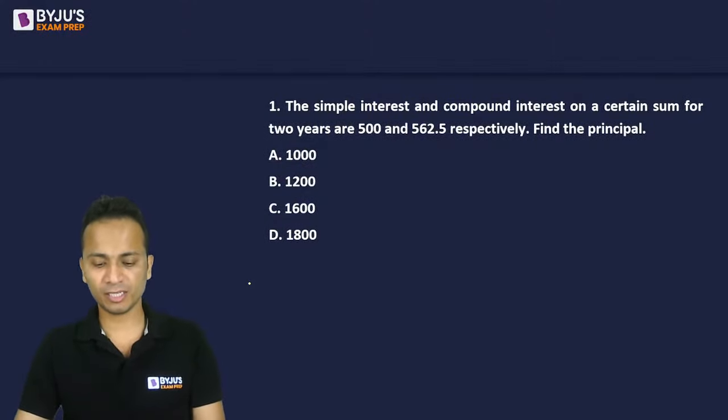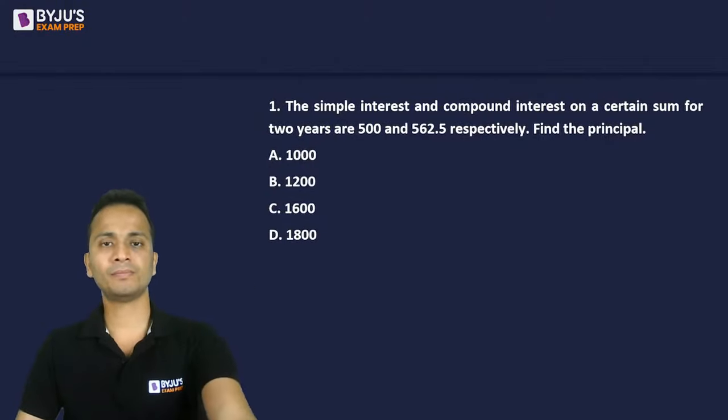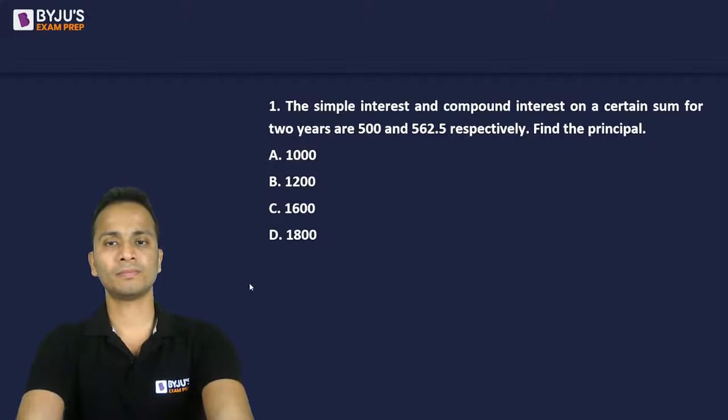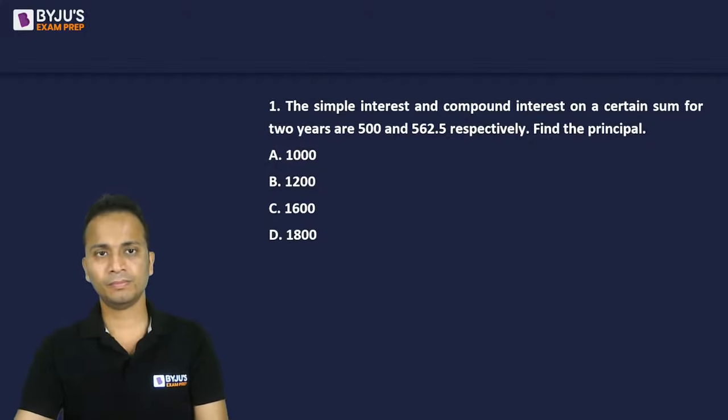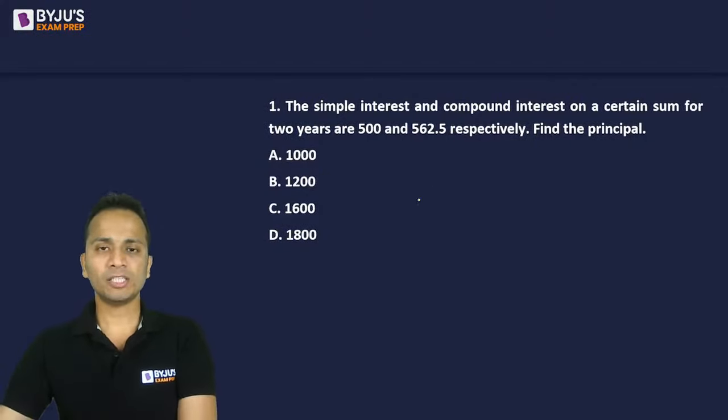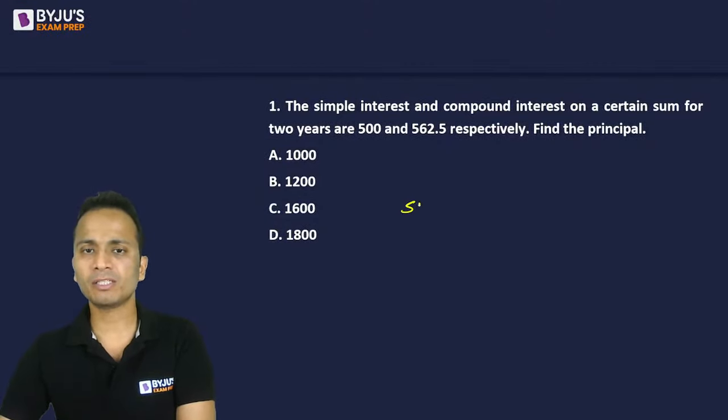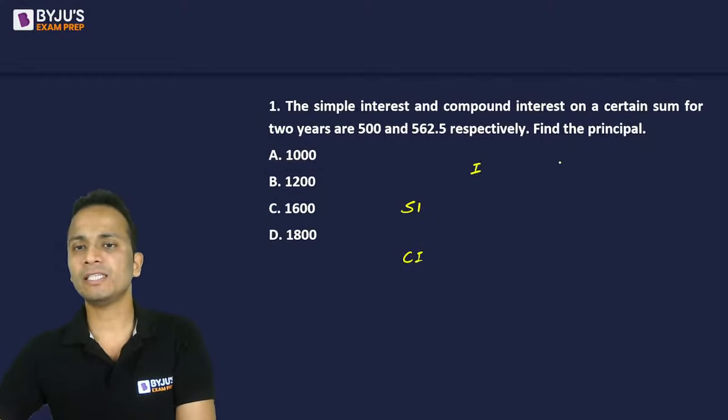All right, Asmita, option A, nice. All right, any other student who would like to answer? Now, how do I solve this? So I'll make a small table: simple interest, compound interest, first year and second year.